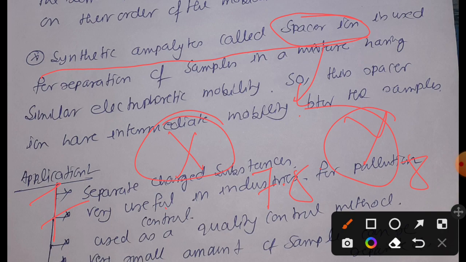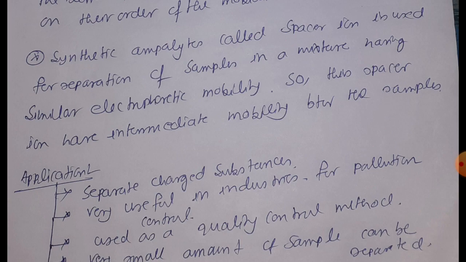Okay, so the spacer ion we are using is exactly the spacer ion we have discussed earlier in isoelectric focusing. Okay, so the spacer ion will simply sit in between the X and Y and separate X and Y, right? So that is the idea of spacer ion. So what is the utility of spacer ion in isotachophoresis? That is the idea, that spacer ion will separate molecules having similar electrophoretic mobility.